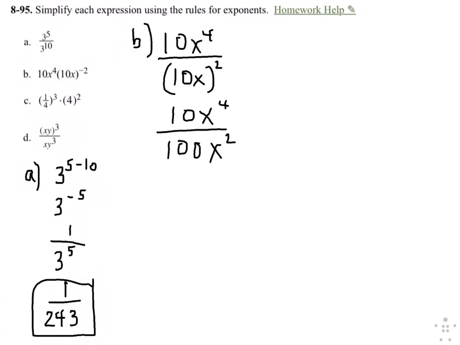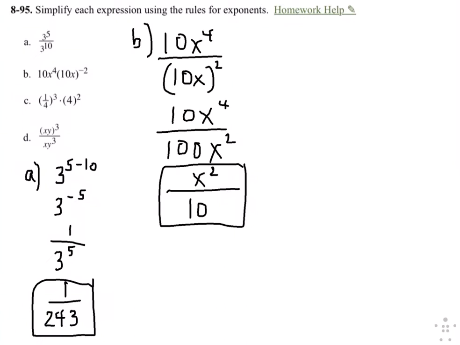So now we can kind of cancel, right? 10 over 100 is 1 over 10, right? 10 over 100 is 1/10. X to the fourth over x squared is x squared in the numerator, right? And that is in simplified form.